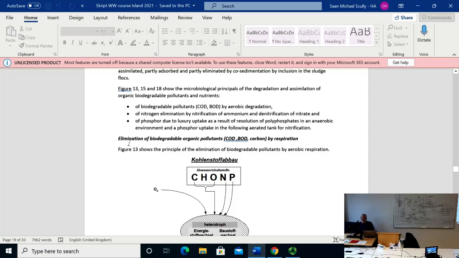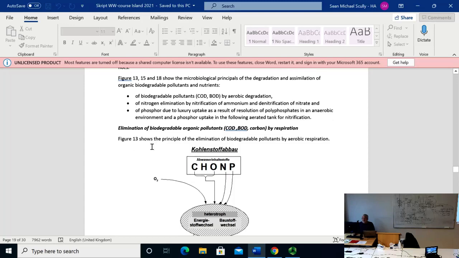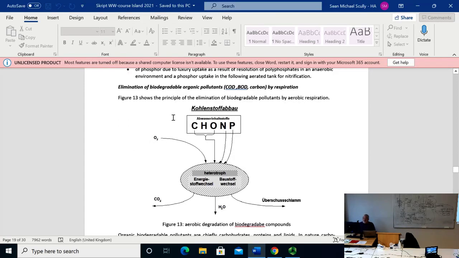Okay, first, elimination of biodegradable compounds by respiration. This is basically what you see. You have the pollutants composed of C, H, O, N, and P. They all go into the bacteria, aerobic bacteria. The aerobic bacteria is taking up oxygen. It's giving up CO2. It's giving up water. This comes out of this section. 50% of the COD is converted with oxygen to CO2 and water, and 50% is integrated into cell mass.